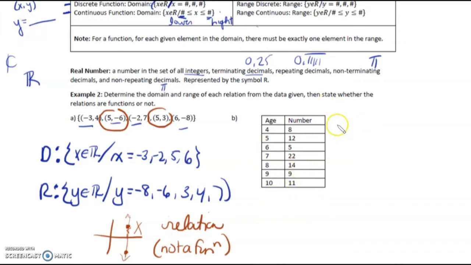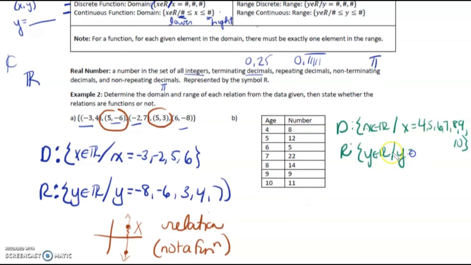Okay, let's do the next one. We have domain and range. That's how we set it up. Domain: squiggly bracket, x is an element of the real number system such that x equals 4, 5, 6, 7, 8, 9, 10. Y is an element of the real number system such that y equals, let's put them in order, 5, 8, 9, 11, 12, 14, 22.